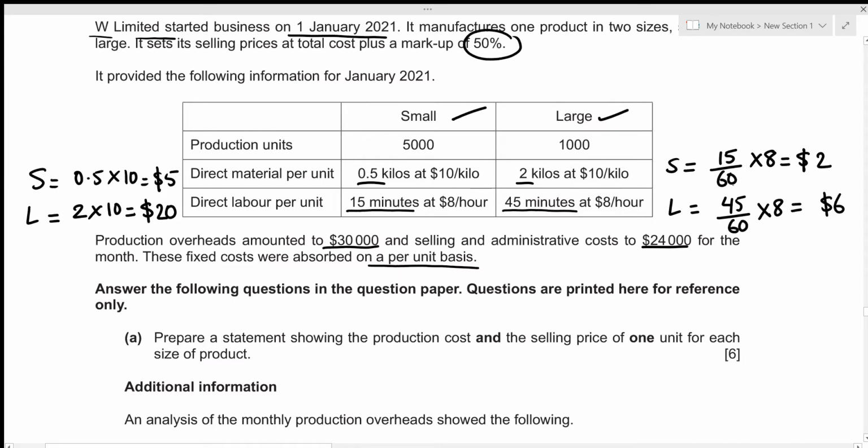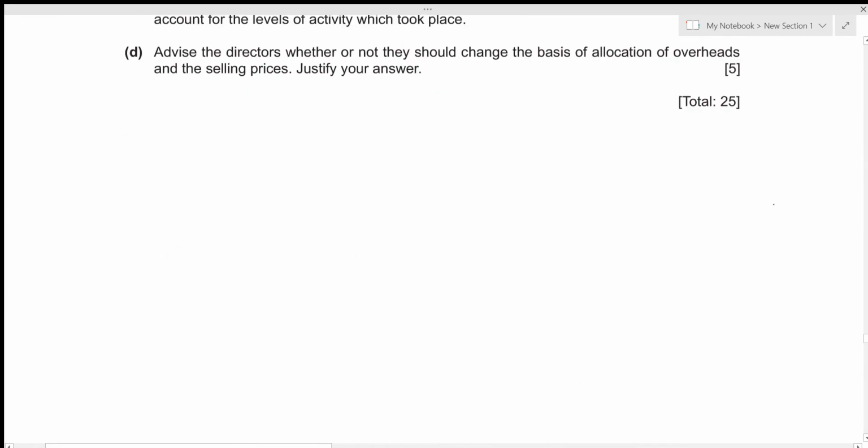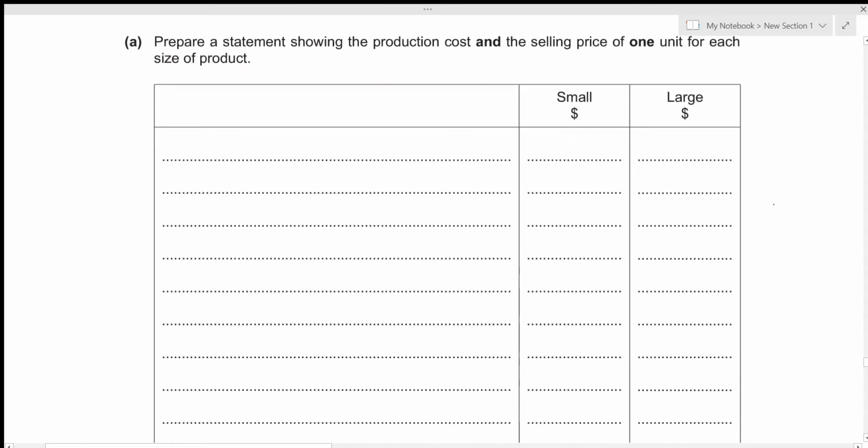Okay, let's enter our direct material rates per unit and the direct labor rates per unit for both small and large sizes in order to show our production cost as well as the selling price. So we can start with our direct material. We figured out the direct material cost for small unit to be 5 and large unit to be 20. Now we can move towards direct labor. We figured our direct labor cost for small sizes to be 2 and large sizes to be 6.